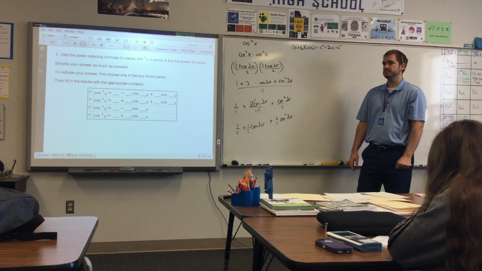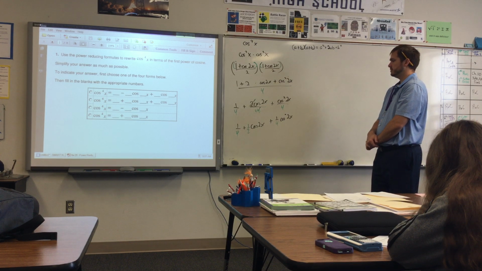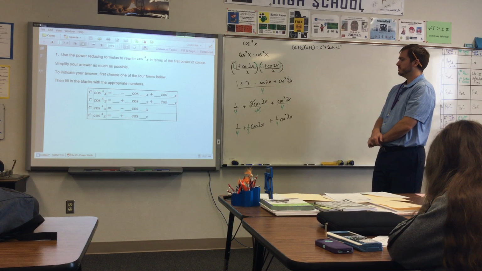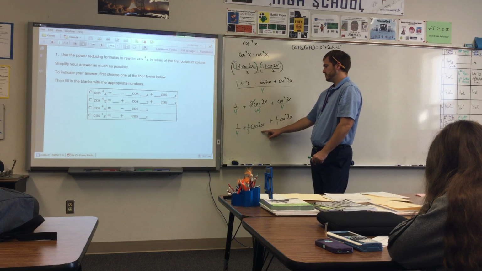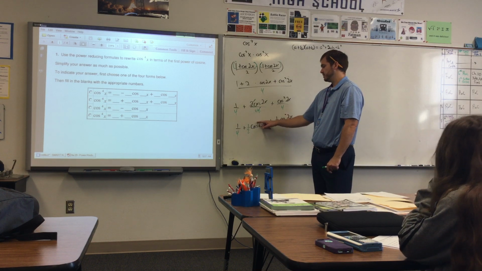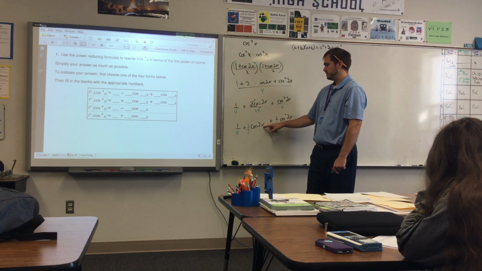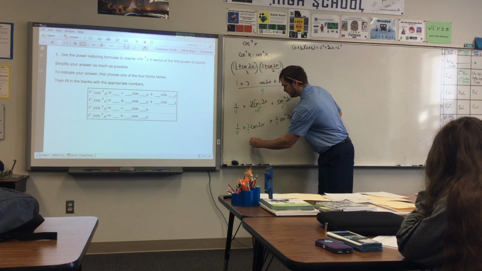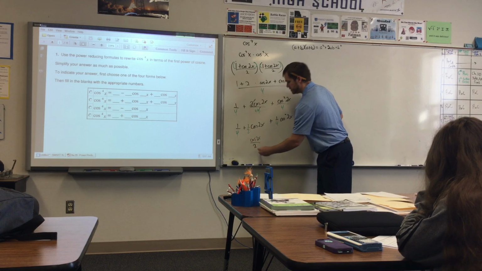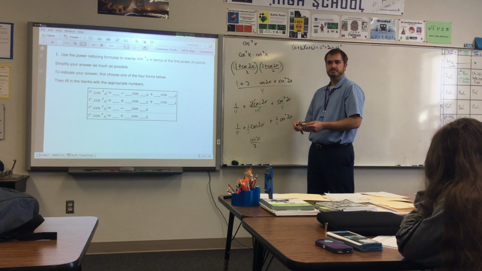Yes, Chloe? If you had 1 times cosine 2x all over 2, would that be the same thing? If I had 1 cosine 2x and then all of that over 2? Over 2, yes, absolutely. You're saying, couldn't we write this as cosine 2x just over 2? Yes, absolutely, because dividing by 2 is the same thing as multiplying by half, right?